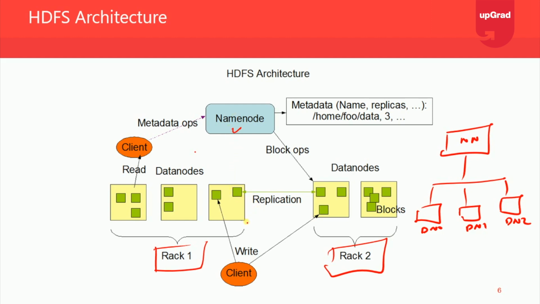So most of the operations are performed by the data nodes when instructed by the name node, and the name node will provide the instructions only if requested by the client. I hope the picture of the HDFS architecture is clear to all of us.